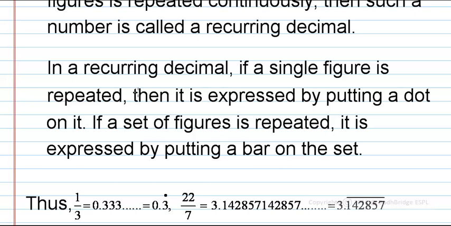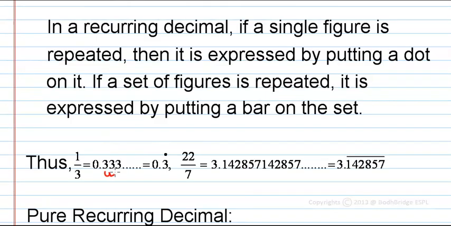So what is it? A single figure, that is 3, 3, 3, when it is repeated like this, it is indicated by a dot. When the set, that is 1, 4, 2, 8, 5, 7, then again you have the same value 1, 4, 2, 8, 5, 7, so the set is being repeated. When the set is repeated, it is indicated by a bar. And when a single value is repeated, it is indicated by a dot.